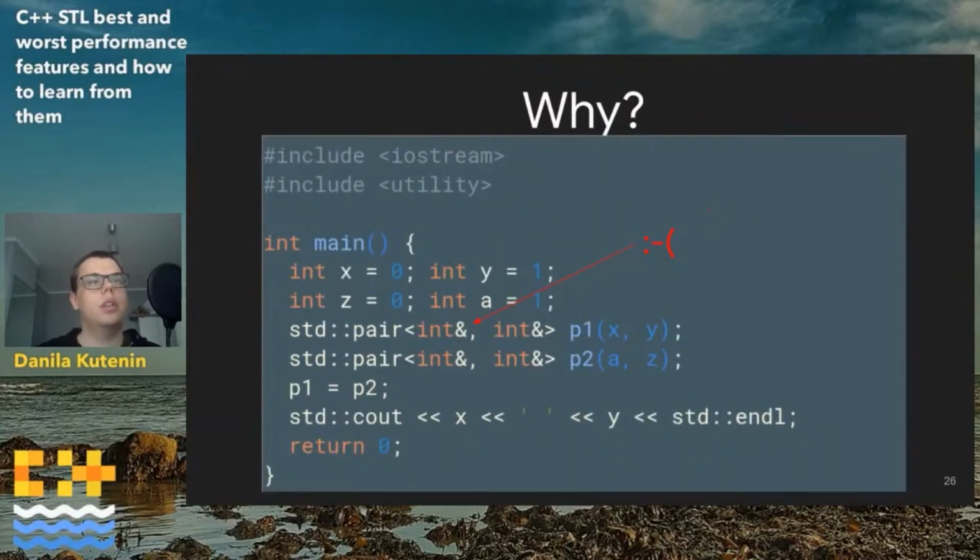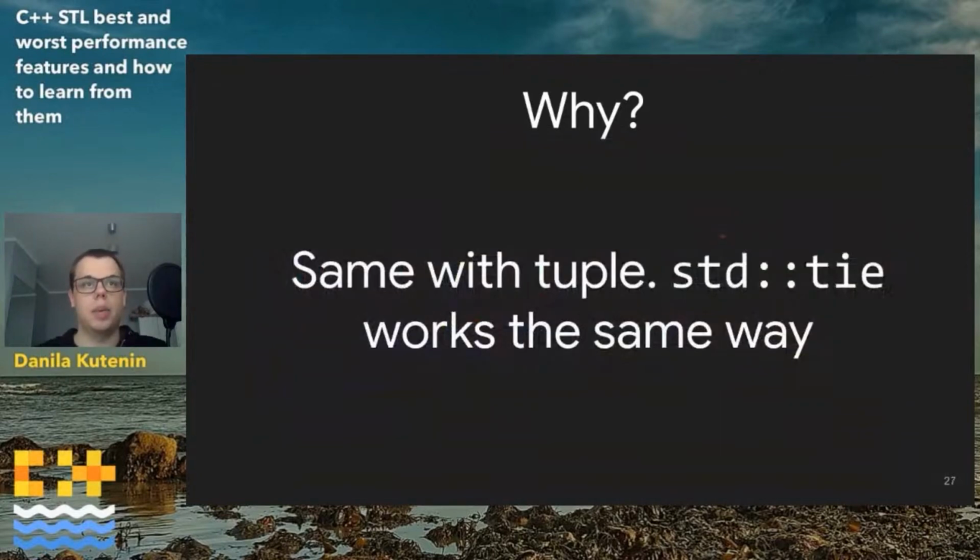Unfortunately, this is different because it supports reference assignment. In pair and in tuple, you may have references as the template parameters, and you can easily assign from references of standard pair, standard tuple. The same happens with tuple. For example, standard tie. In the previous talk on structured bindings in this room, it was discussed. And standard tie also works the same way.